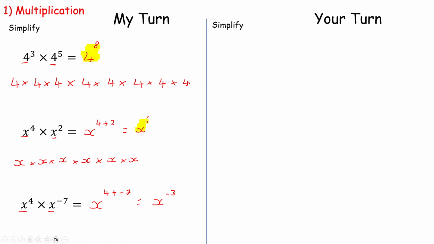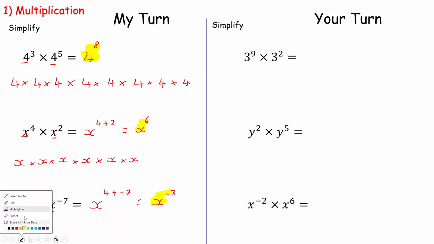So what you can do is you can try the 3 examples on the your turn. You can pause the video and I will go through them now. And just knowing if you're timesing, you're adding the powers. So the first one, we've got 3 to the power of 9 times by 3 squared. We now know if you've got the same base, which you've got to check, which we do, all you need to do is keep the base number the same and you add the power.